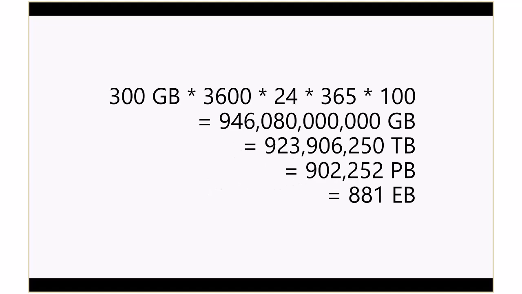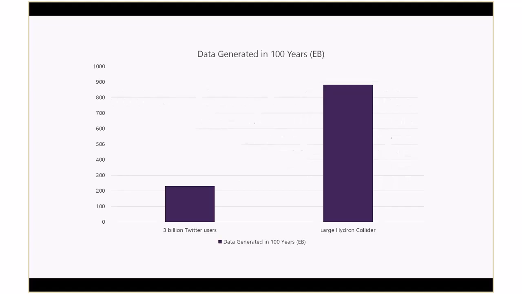If you then multiply that by 3,600 seconds in an hour, and then by 24 hours in a day, and then by 365 days in a year, and then in the end by 100 years, you get that this machine generates 881 exabytes over 100 years. And this is just one machine. So you would have like the entire population of internet users versus one machine, and the comparison is just out of this world.